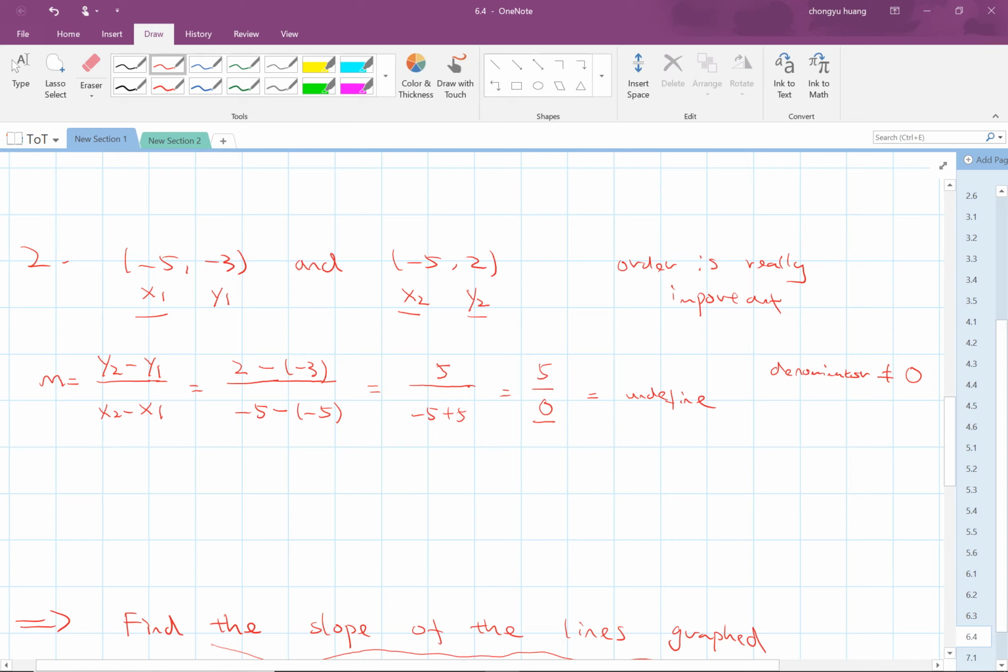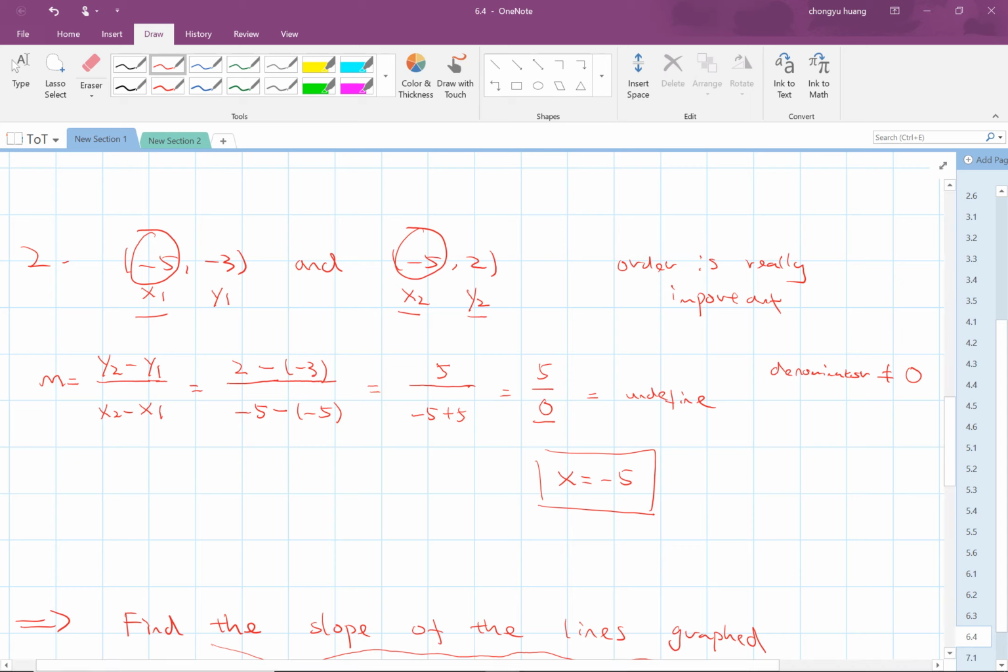But over here, if you look at the question again, you see they both have the same x, right? You look at those 2 points. They both have the same x equal to -5. So that basically means the equation for those 2 points is x equal to -5. That's why for question 2 it doesn't have a slope, because this is actually a line, right?